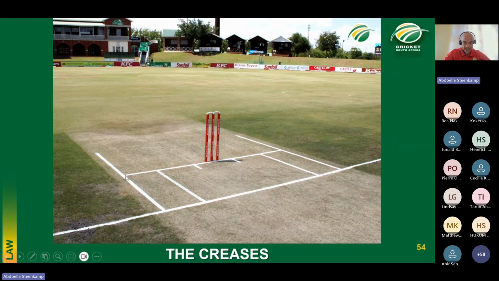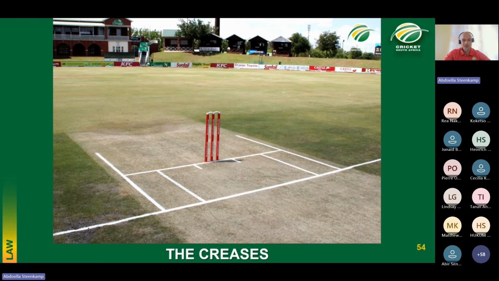And this is an exact length from the inside edge of this one return crease right up until the inside edge of the other return crease. And can you remember what the exact length is? Well done, 2.64 meters. So in this pic, you'll see there are other lines. And what are those lines? These lines are, this was a T20 game.